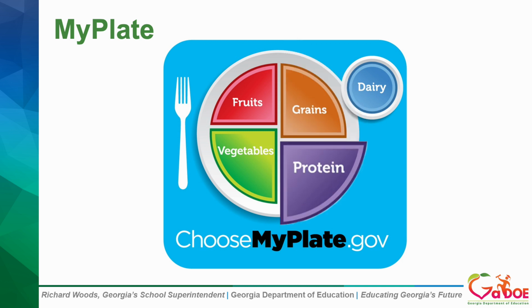Vary your protein routine. Protein foods include both animal sources, such as seafood, meat, poultry, and eggs, and plant sources such as nuts, beans and peas, seeds, and soy products. Choose a variety of lean protein foods from both plant and animal sources.